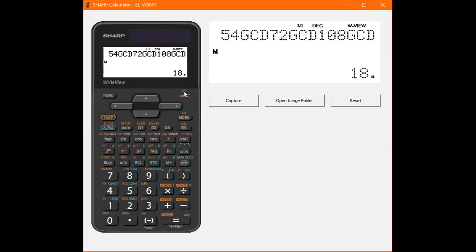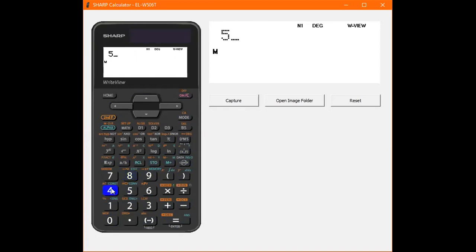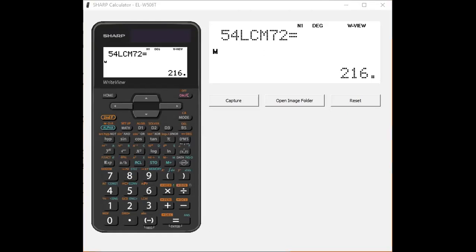And then of course for LCM it works exactly the same way. So if I have 54 and 72, there's my LCM. And this is particularly nice for teaching your fractions before you dive into the algebraic fractions as well. All right, so those are the two cool new functions.